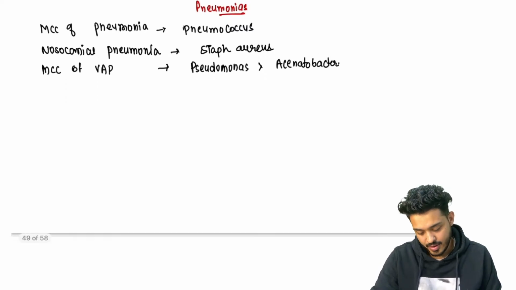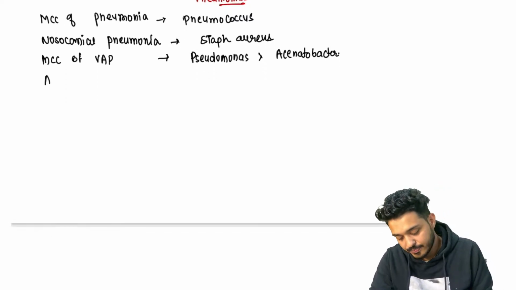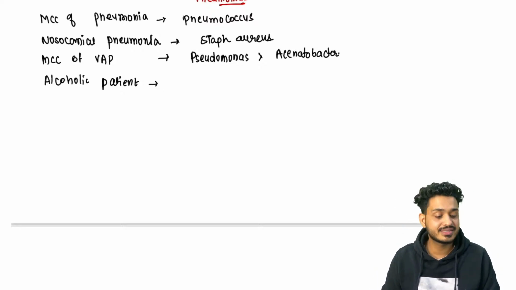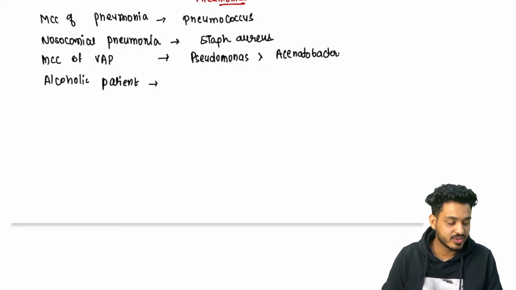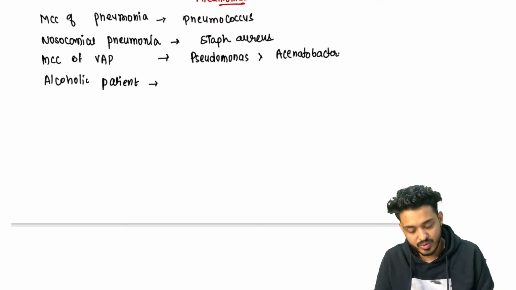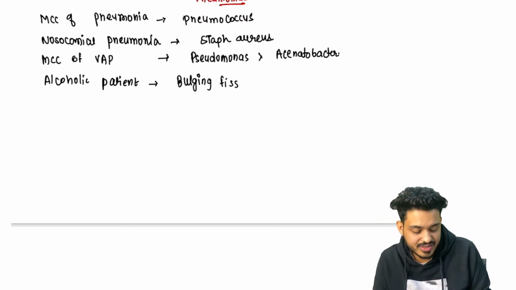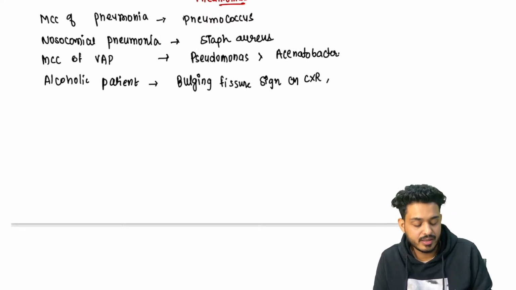Apart from that, they can give you a question: alcoholic patient, and on X-ray they can give you certain signs. What are these signs? Alcoholic patient. Very good, Shamil. What you are understanding about alcoholic patient? Here you will be having bulging fissure sign on chest X-ray, on CXR, and red currant jelly sputum.